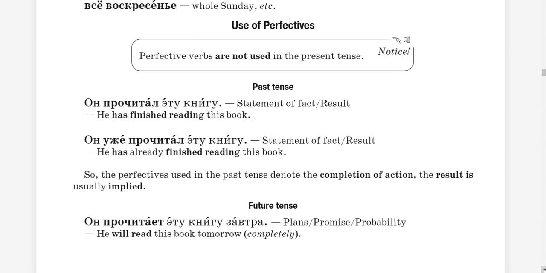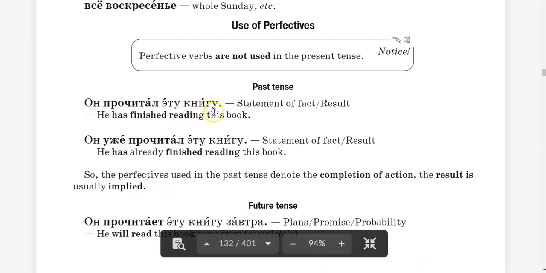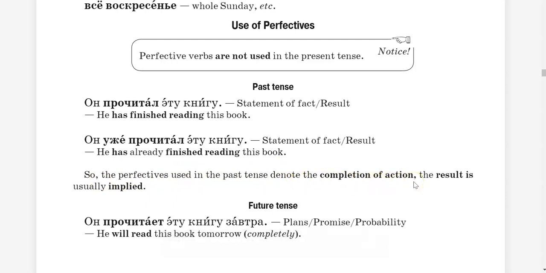No present. So он прочитал эту книгу. He has finished reading this book. Он уже прочитал эту книгу. He has already finished reading this book. So the perfective used in the past tense denotes the completion of the action. The result is usually implied.